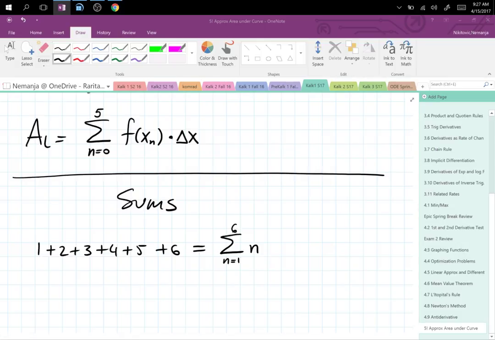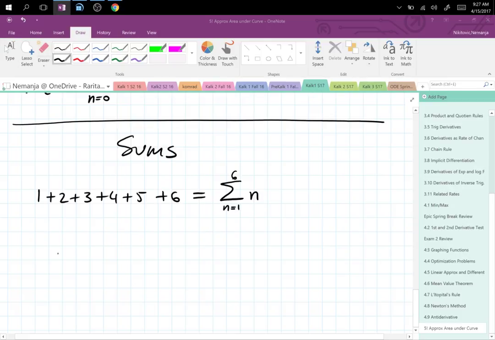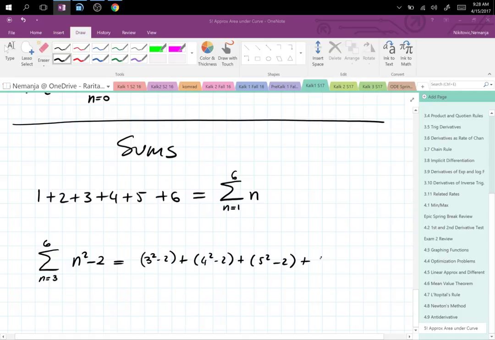So now you can have any kind of formula, and then this is your counter that will start at this number and end with the top number, and you will have to add every term. So if I am to come up with, say, n squared minus 2, where n starts at, I don't know, 3 to 6, I will expand this as the first number is 3. So 3 squared minus 2 plus 4 squared minus 2 plus 5 squared minus 2 plus 6 squared minus 2.